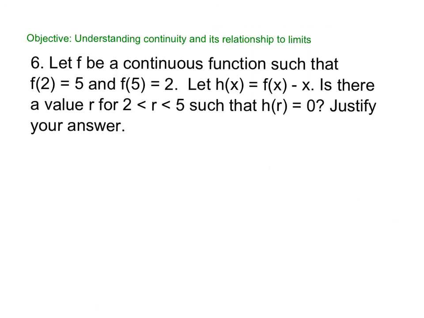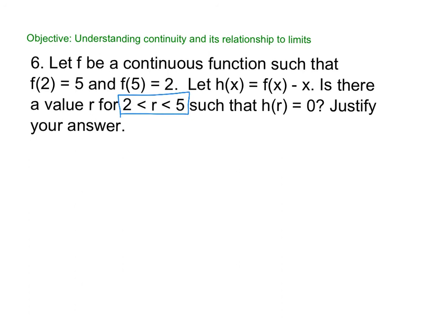All right, one more. This I typed out, but this is also an AP problem that has been on the open-ended sections of the AP test. Let f be a continuous function such that f of 2 is 5 and f of 5 is 2. Let h equal f of x minus x. Is there a value r for 2 is less than r is less than 5 such that h of r equals 0? So they never say IVT, they just describe it. So they're giving me this interval, right? So don't ignore that.